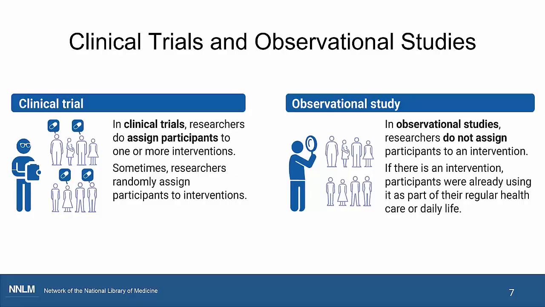Sometimes researchers will randomly assign participants to an intervention, and neither the participants nor the research staff will know which group they've been assigned to. And this is called masking or blinding, and it helps ensure results are looked at fairly. In observational studies, researchers do not assign participants to get an intervention. Instead, they collect information from participants or look at data that was already collected to observe how the data affects health outcomes. If there is an intervention in an observational study, participants were already using it as part of their regular healthcare or daily life.